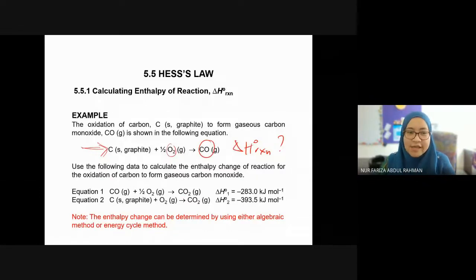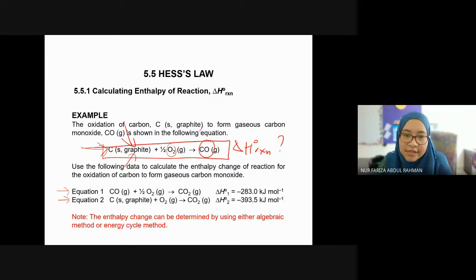So alternatively, we may use the following data here to calculate the enthalpy change of reaction for the oxidation of carbon to form gaseous carbon monoxide. They give two reactions there. We can manipulate these two reactions so that we can get our targeted reaction here. Again, I repeat, we can manipulate the equations given here so that we can obtain this final equation. This is our target equation. So now the strategy is to manipulate these two reactions. How do we manipulate them?